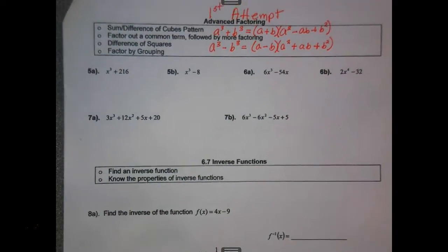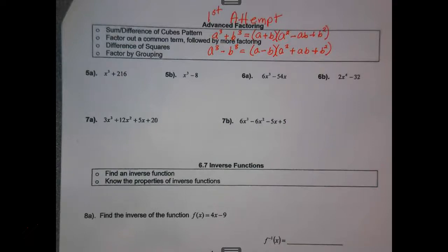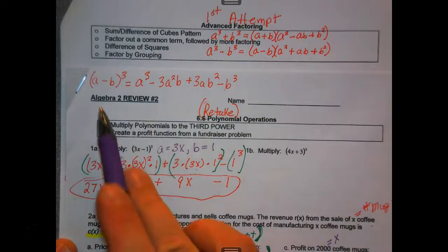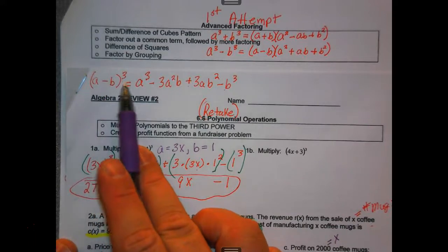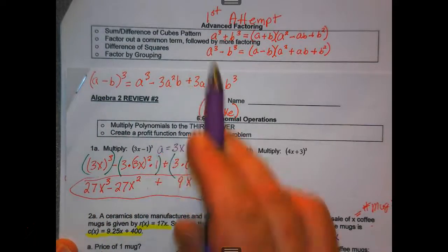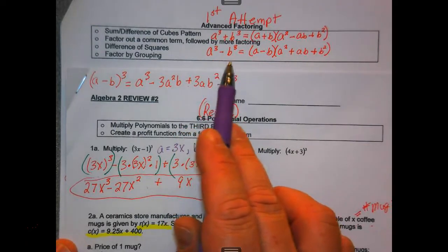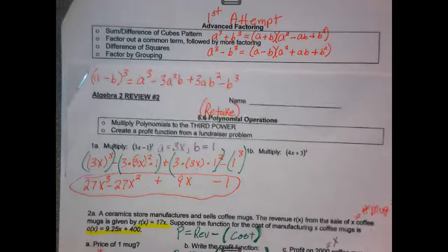Okay, you ready? 5A. Oh, that's where we have the quantities cubed. Actually, we did that on the first page, right? See the difference between the quantity cubed and this formula? This is the difference of cubes. So yeah, you'll need those formulas.